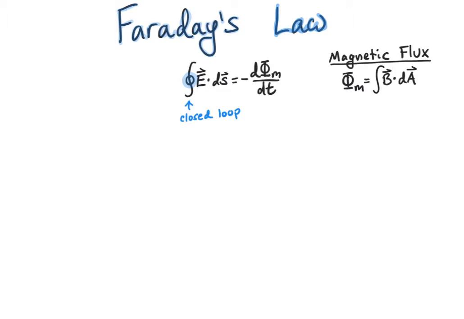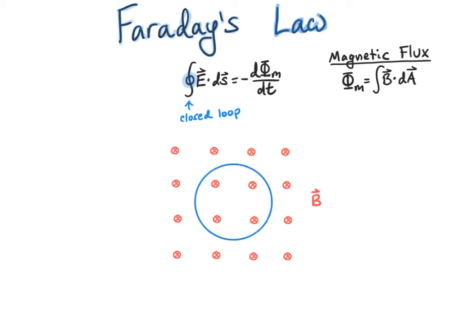For example, consider a region filled with a magnetic field, a uniform magnetic field pointing into the screen. We can draw a loop. I'm going to make it a circular loop, but it could really be any shape. It doesn't matter. If the magnetic field is constant, so not changing over time, and the loop is stationary, then there is no change in flux through this particular loop. The right side of this equation is equal to 0. So of course the left side is also equal to 0, and the only way for the left-hand side to equal 0 is for the electric field to be 0 along the entire loop.